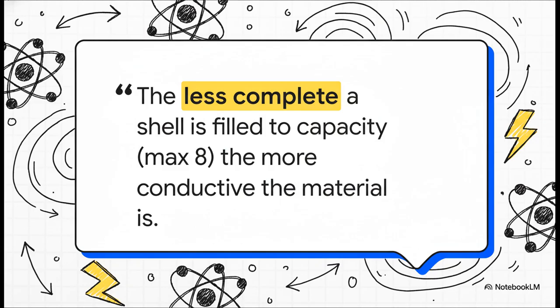The further away an atom is from having a full shell of 8, the more conductive it's going to be. Why? Because if you only have 1 or 2 electrons out there, it's way easier to just give them up and drop down to the next stable shell. And that's what conductivity is, the freedom of electrons to move.